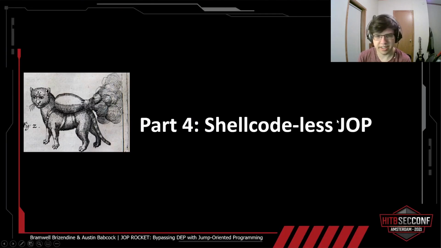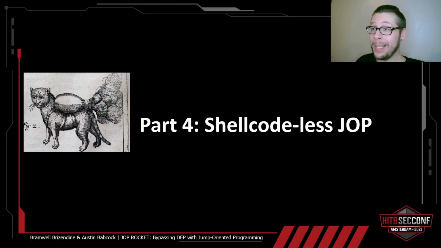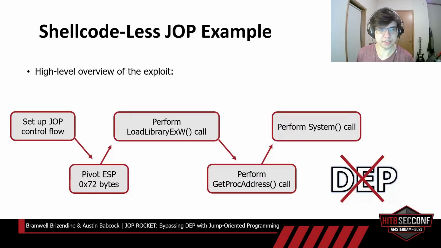Now our talk is about bypassing DEP, but what if instead of bypassing it, we could just simply avoid it altogether and call those Windows API functions directly instead of using shellcode? And that is exactly what Austin will show us how to do. So I'll be taking you through an example of the shellcodeless JOP technique.